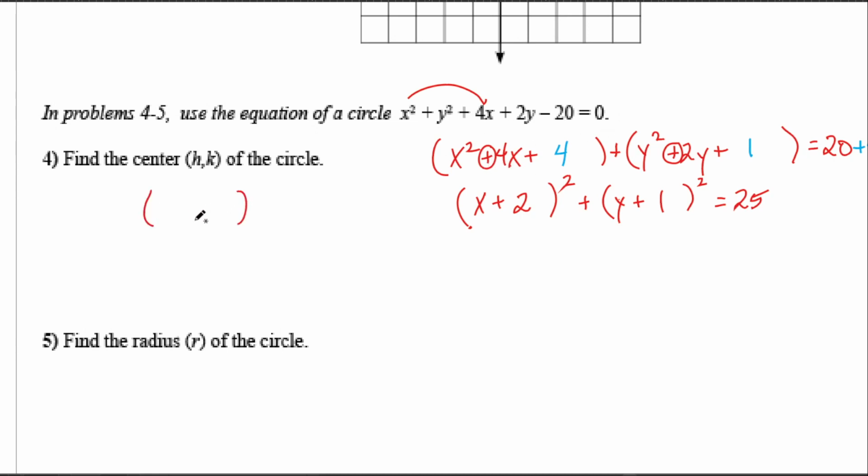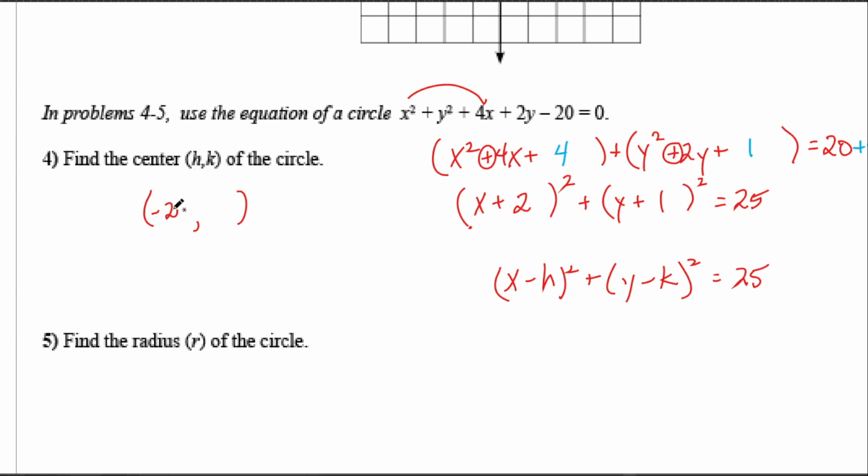Now, this one might be a little bit tricky, because you remember our standard form. It's x minus h squared, and then it's y minus k quantity squared equals 25. So what are we subtracting? Are we subtracting a positive 2? No, we're subtracting a negative 2, because it's minus negative 2. So this is going to be negative 2.